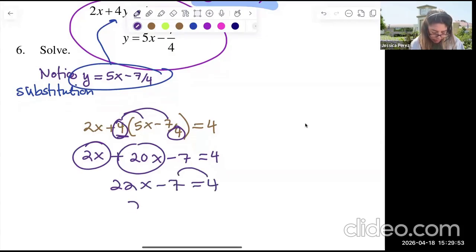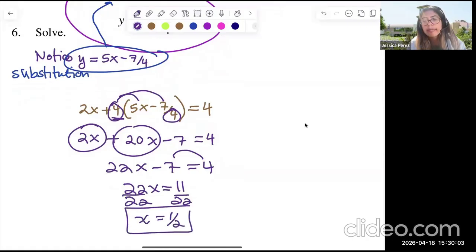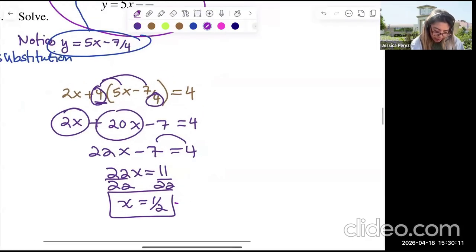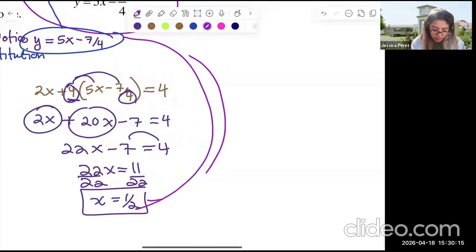Bring the 7 over, I get 22x is equal to 11. Divide both sides by 22, I get x is equal to 1/2. The 1/2 comes from the 11 over 22, they're divisible by 11. And then I reduce your fraction. So now that I solved for one of them, I'm going to back substitute into the first equation. So I have to back substitute.